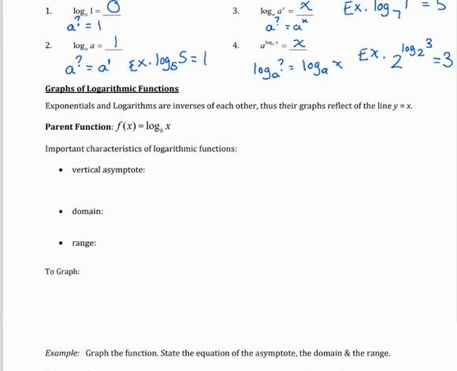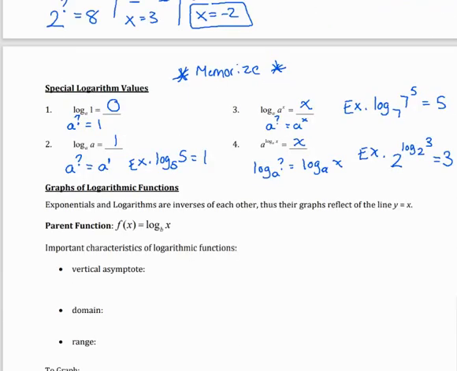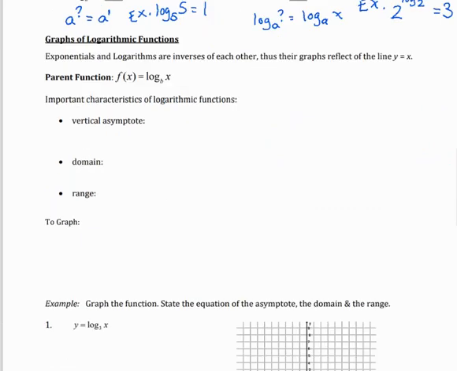Okay, and the last part of this is our graphs, okay? So let's just reiterate again what a logarithm is. A logarithm is saying what power should I raise something to get my answer, okay? And we go back and forth between exponentials. When I'm graphing a logarithm, understanding how to graph an exponential is going to be really helpful for you, okay? So exponentials and logarithms are inverses of each other. Thus, their graphs reflect over the line y equals x.